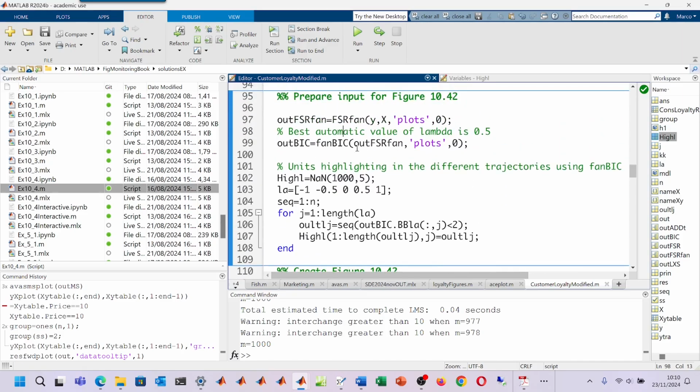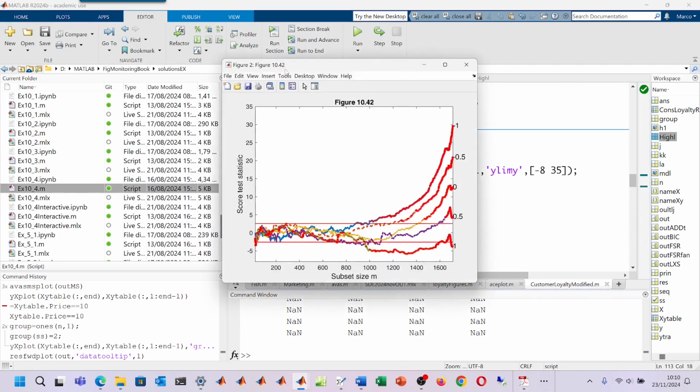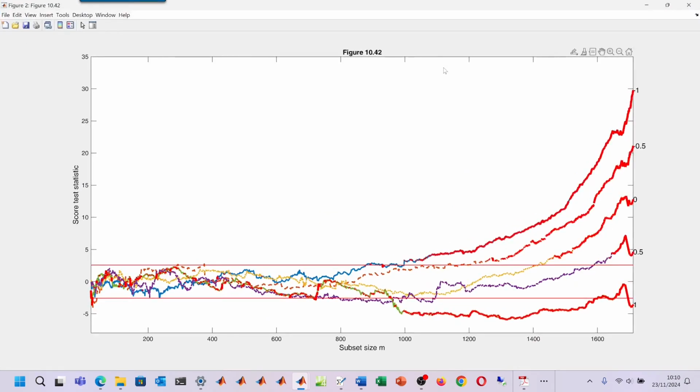Then we store the outliers that have been found during the different searches for different values of lambda and produce the monitoring plot of the score statistic for the 5 values of lambda for the Box-Cox transformation. And notice the trajectory for lambda equal to 1.